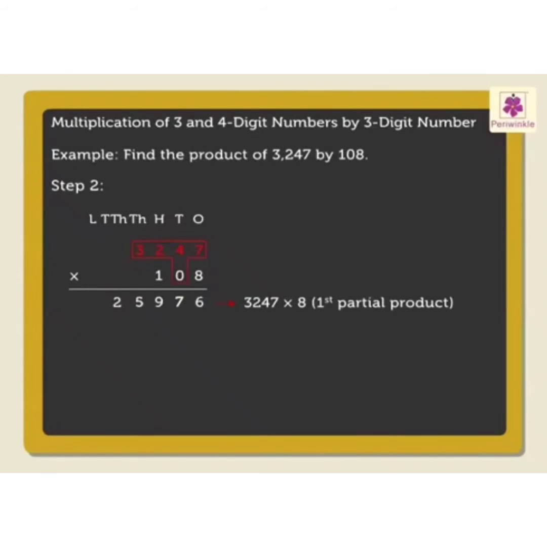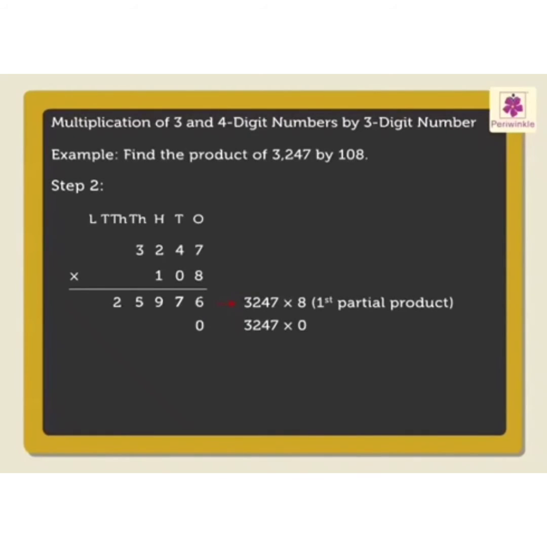Next, we multiply 3,247 by the tens digit of the multiplier 108, as the digit 0 is in the tens place of the multiplier. We are actually multiplying 3,247 by 0. So, we write a 0 below the digit 6 of the first partial product.